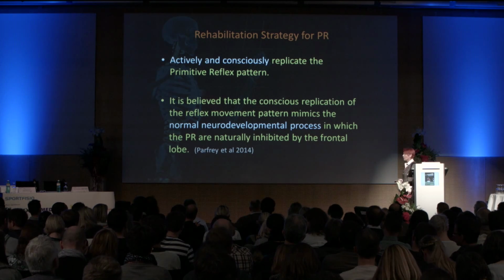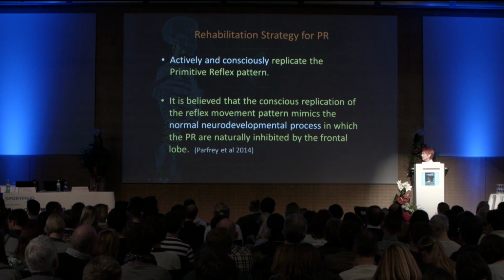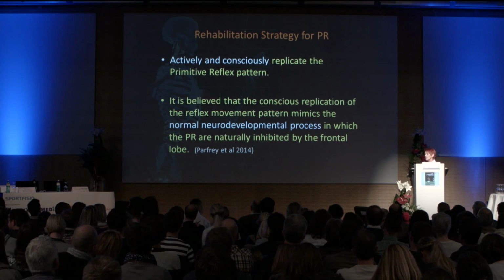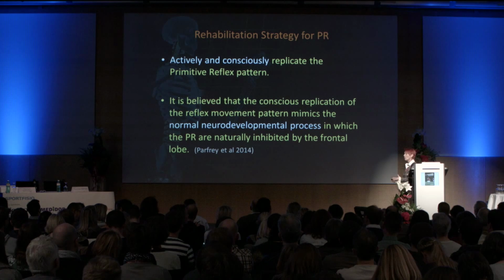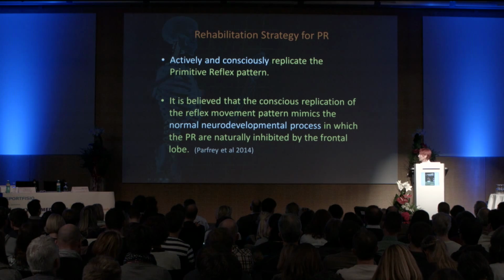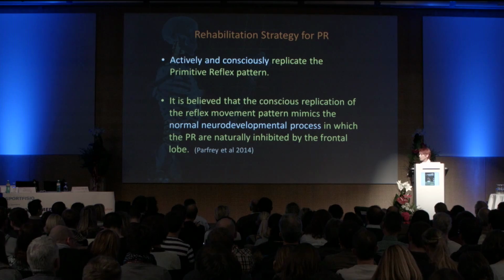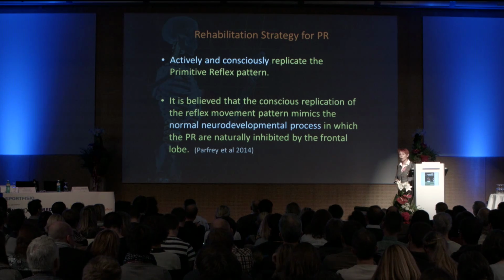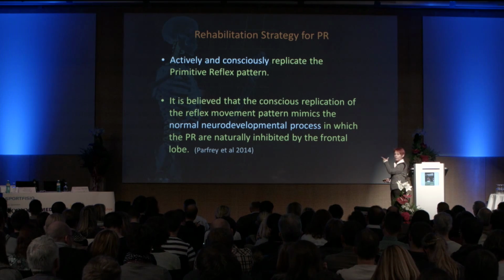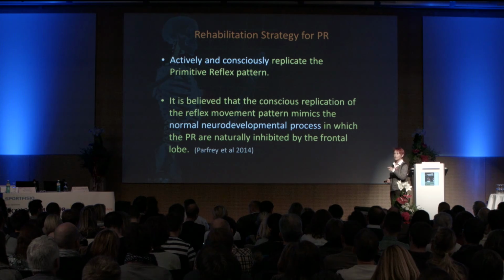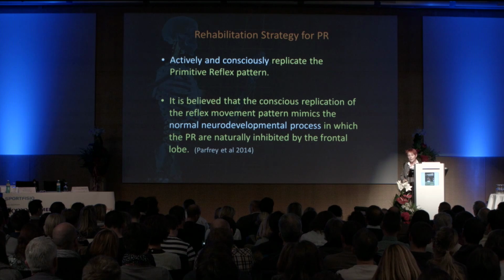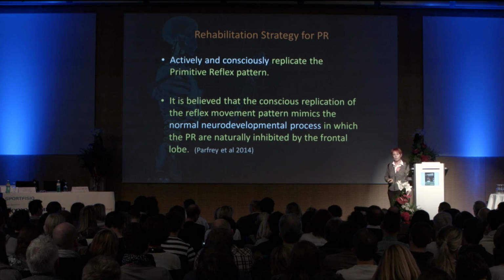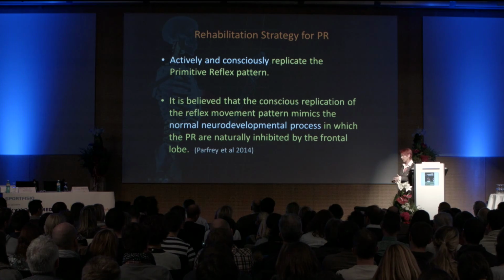Okay, so what am I going to do with this? I found it. I know it's dominating the gross muscles, the long muscles. How can I do something about it? So I need to ask them to actively and consciously, and that's the really important thing, it's the active and conscious part, replicate the primitive reflex pattern. So I need the higher centers to do the job, and not the brainstem.